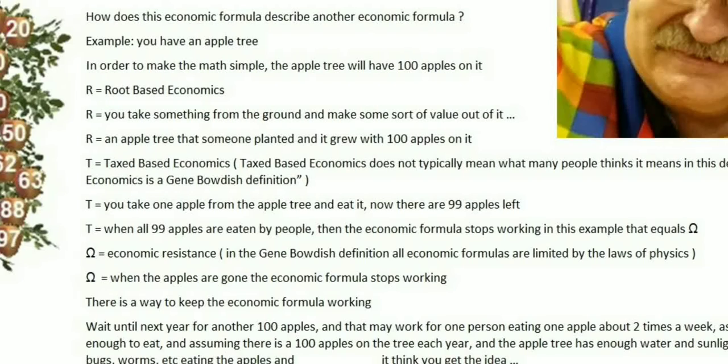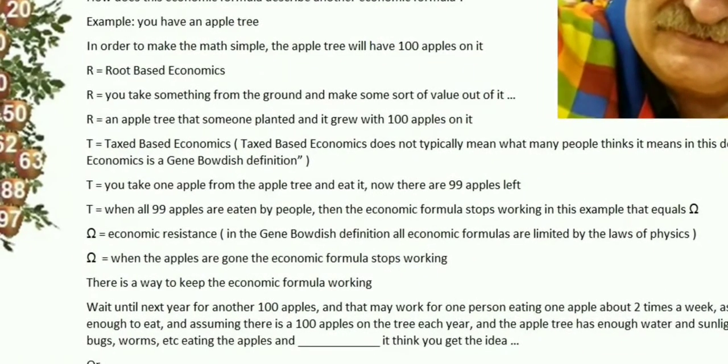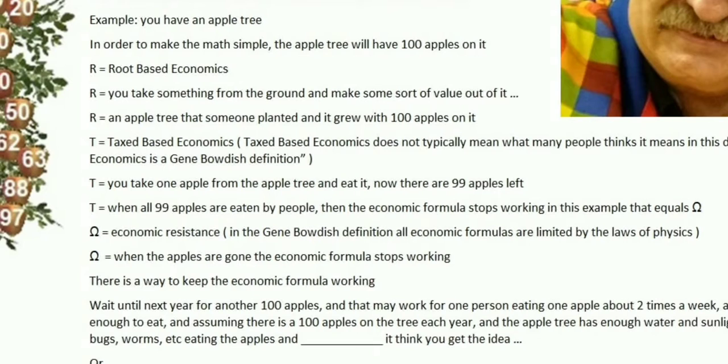T equals you take one apple from the apple tree and eat it. Now there are 99 apples left. You take another one and eat it, then there's 98 apples left, and so on. T equals all 99 apples are eaten by people, then the economic formula stops working. In this example, that equals resistance to the economic formula working.